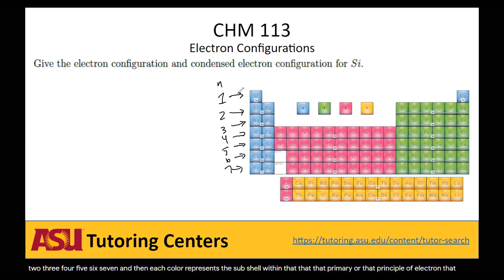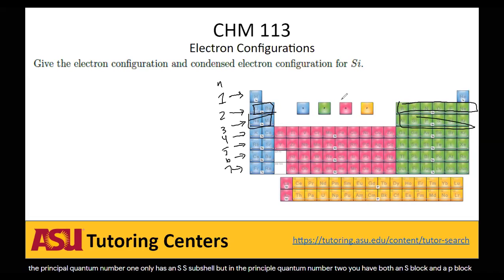So for instance, in row one, the only subshell you see is S, because the principal quantum number 1 only has an S subshell. But in the principal quantum number 2, you have both an S block and a P block, because principal quantum number 2 has 2 subshells. You'll notice in the third one, you only have S and P, but you should also have D. We'll discuss that in the next video. The D block and the F block are a little weird, so here we're just going to focus on S and P primarily.